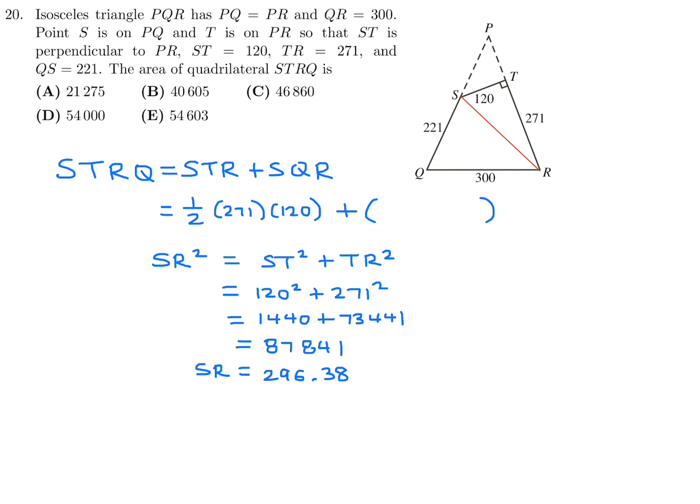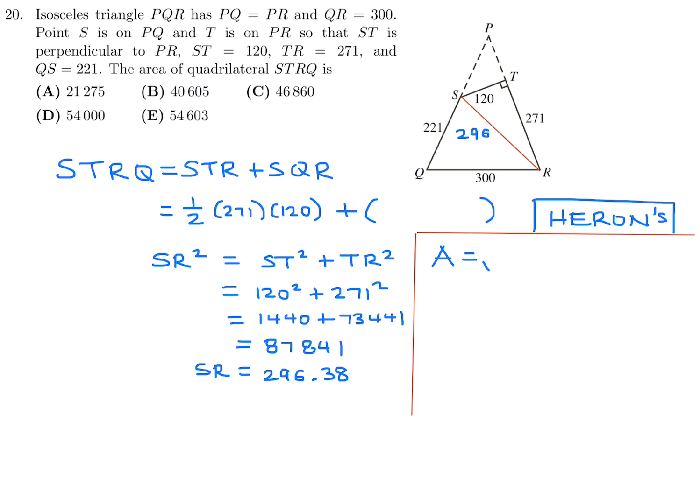Okay. Now I have all 3 sides. SR is 296 approximately. Okay. Now to figure out the area, some of you know this formula, but those of you that don't, I encourage you to learn it. If you have a triangle and you know the value of all 3 sides, you can figure out its area. And that is known as Heron's formula, commonly used on math contests.